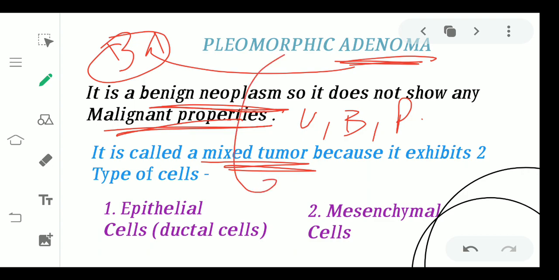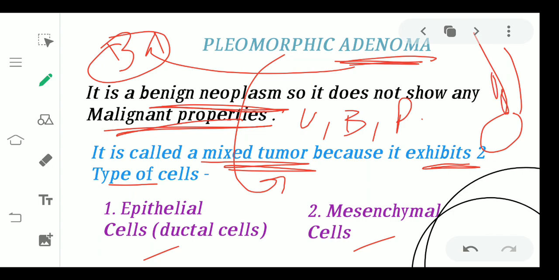Now, it is also said to be a mixed tumor. This is the other name for the pleomorphic adenoma. Sometimes a question can come like "write about the mixed tumor", so you should remember both the names. It generally exhibits two kinds of cells, and that is the reason it is said to be a mixed tumor. The epithelial cells, also said to be the ductal cells, are present, and the other one is your mesenchymal cells. The epithelial or ductal cells are basically the cells which are lining your salivary ducts. If this is your salivary gland and these are the ducts, then the cells which are lining the ducts are said to be the ductal cells or the epithelial cells.